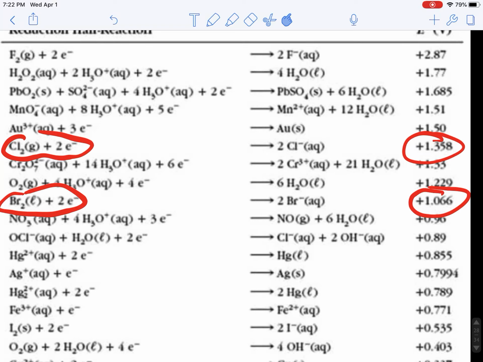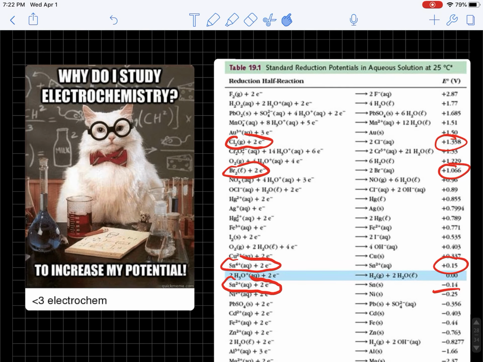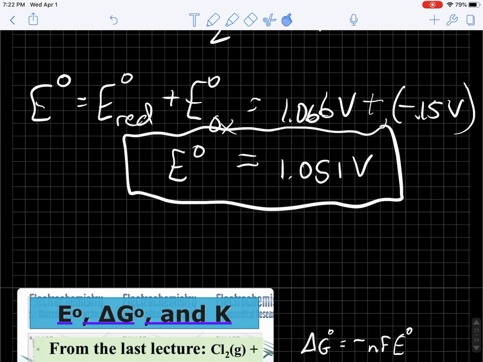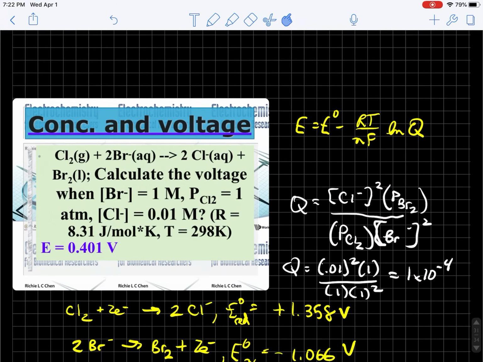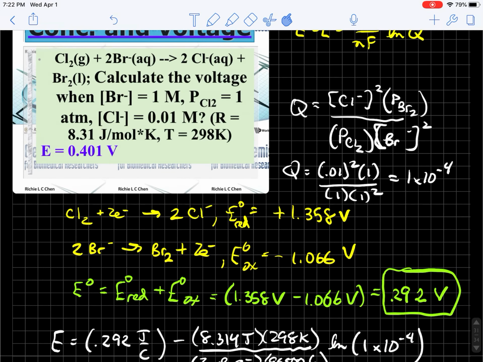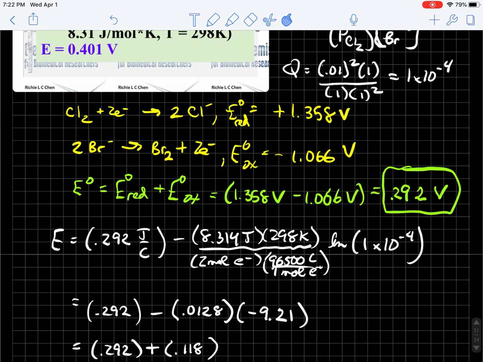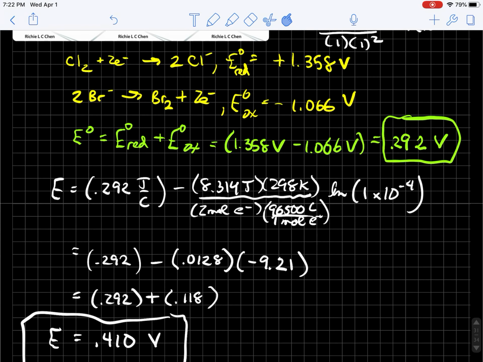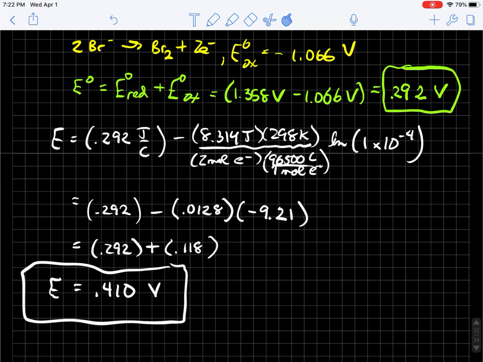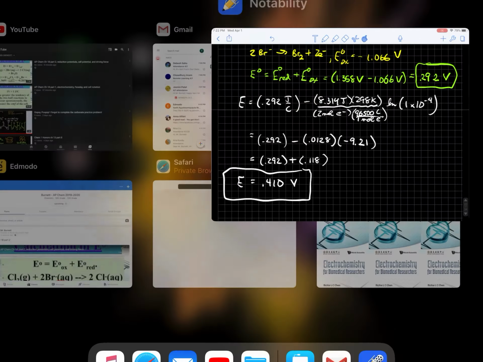And here it is. Chlorine reduction is positive 1.358, and the bromine oxidation is negative 1.066. Remember, we have to reverse the sign since this is a reduction potential, and we want oxidation potential. With the updated values, instead of 0.283, I got 0.292 volts when I did E naught red plus E naught ox. Now I substitute into that equation for the measured voltage, and my measured voltage should come out to be 0.410 volts.